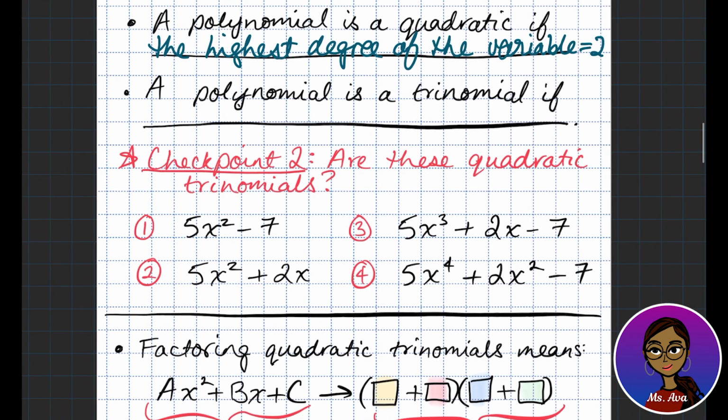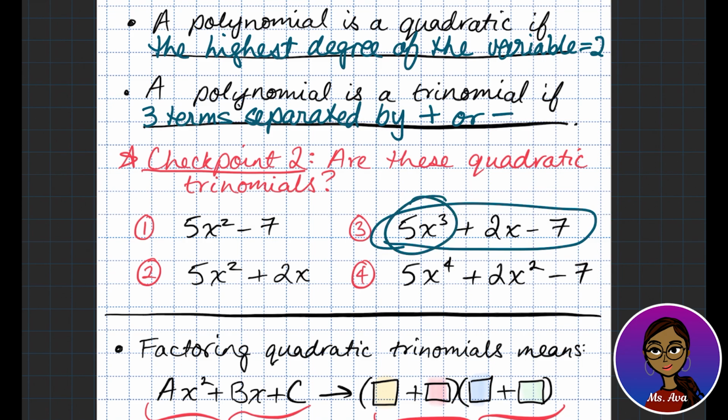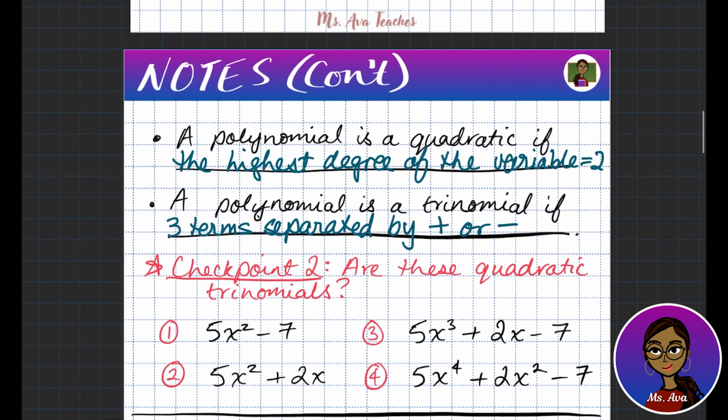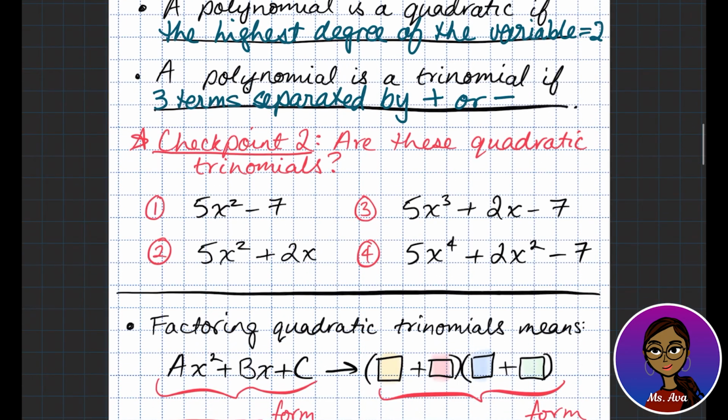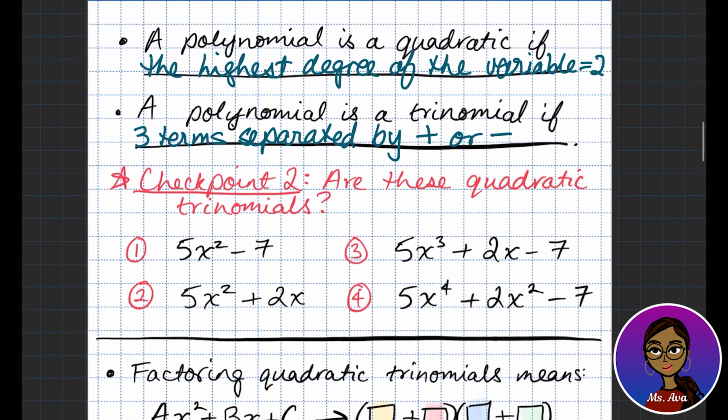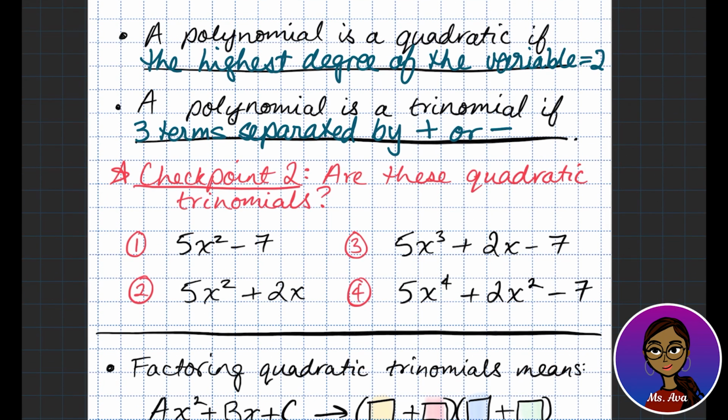And then a polynomial is a trinomial if it has 3 terms that are separated by adding and subtracting. So if it has 3 terms separated by addition or subtraction. So you can see all of these right here, these are 3 terms and they're separated with addition and subtraction signs. So that is a trinomial. And then when it talks about the highest degree, well, let's just look at these examples and then hopefully you'll see what I mean. So in this first problem, what do you think?